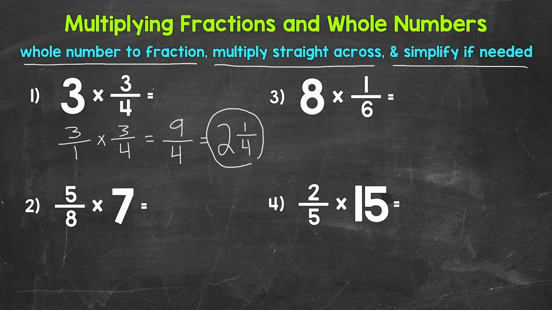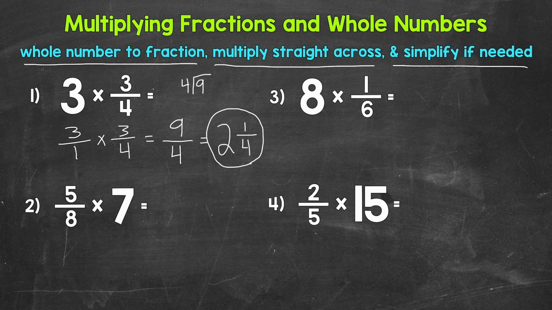So we are done here. Our final answer, 2 and 1/4. Now to go back to the improper fraction to mixed number, I'm going to write that out to make it a little more clear here. So we did 9 divided by 4.